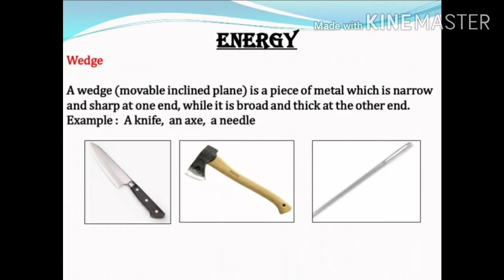Wedges are used to split wood. When force is applied to the thick end of the wedge, then the thin end of the wedge moves into the wood and this splits the wood into two parts.